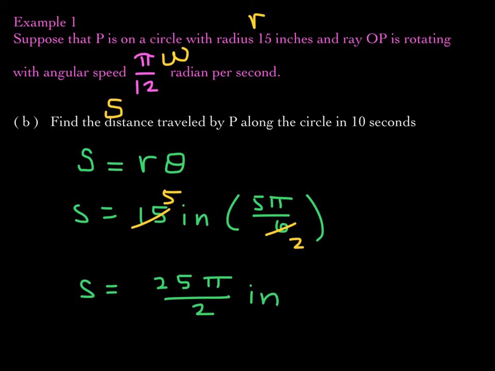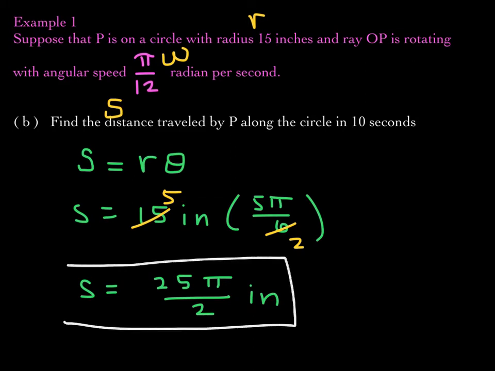Now this is an exact answer because I'm leaving it in terms of pi. If I punch this into the calculator and press pi, as soon as I press pi, it's no longer an exact answer, it's an approximation. So this is my exact answer. This is how many inches are traced out by point P in 10 seconds. Cool, let's go to the last part.